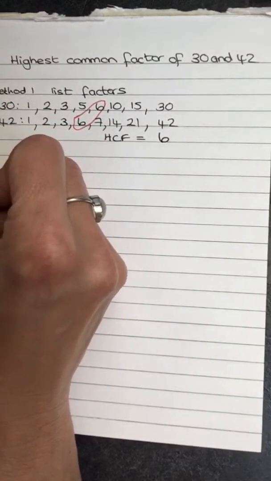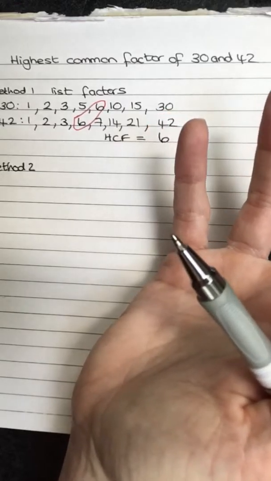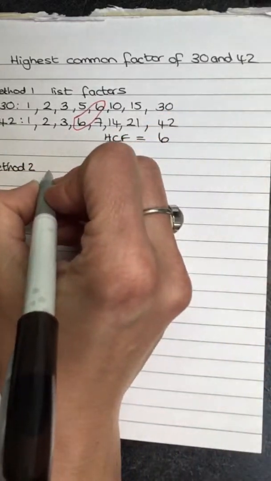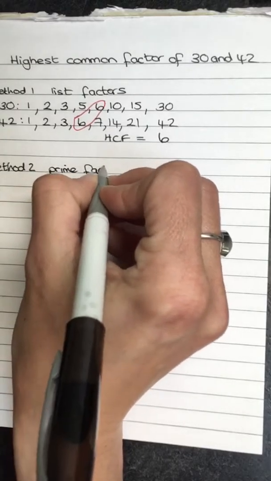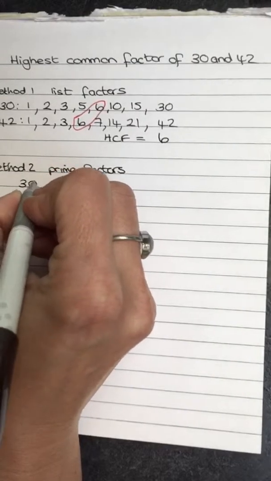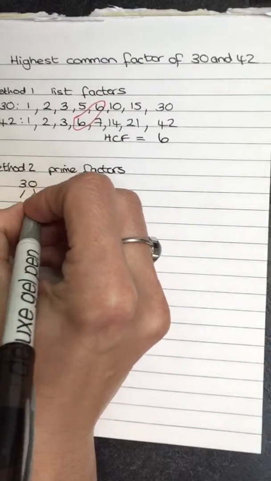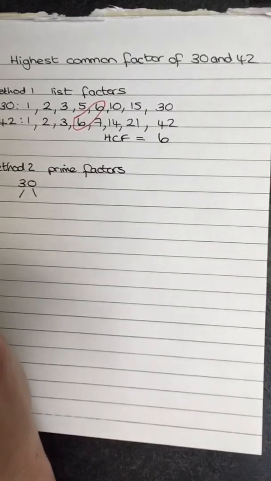Method 2. Now this is an important method to remember because sometimes they ask a question in a completely different form, where we use the prime factors of the number. So if we start with the number 30 and we list the prime factors, then in one of my other videos I've shown you how to use a prime tree.